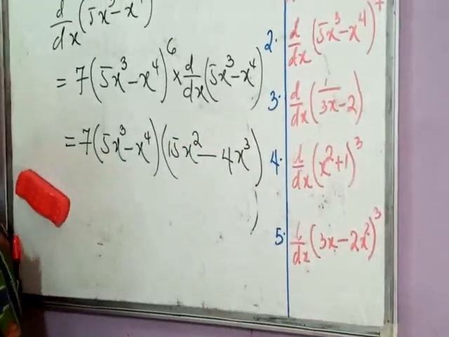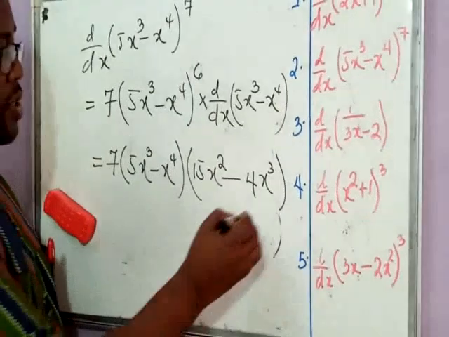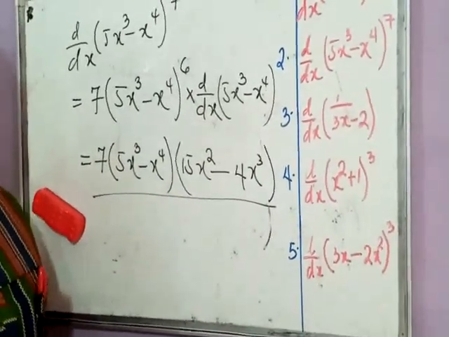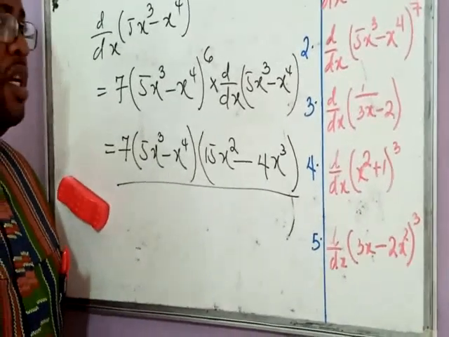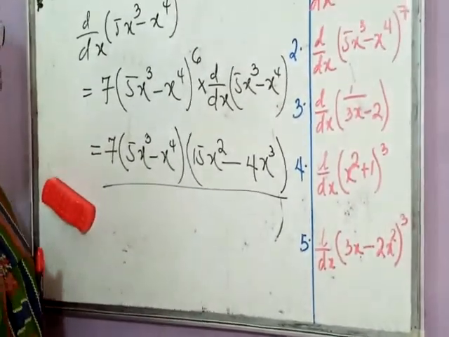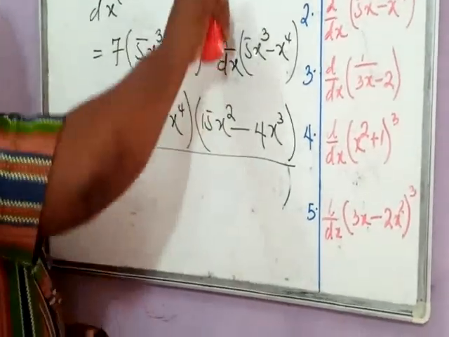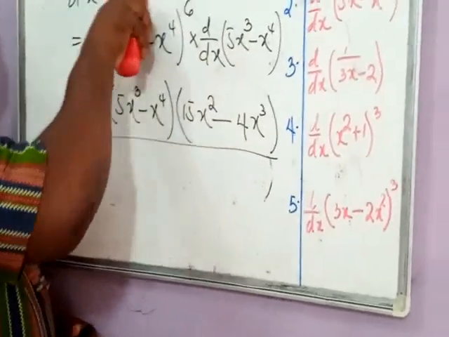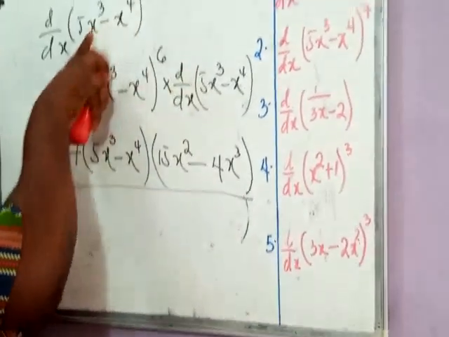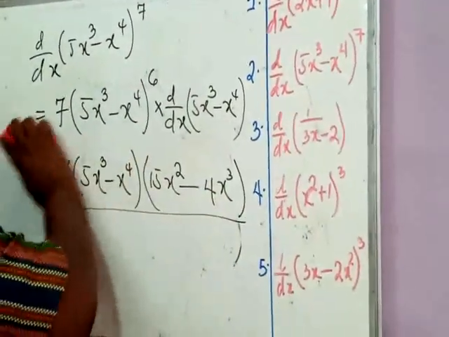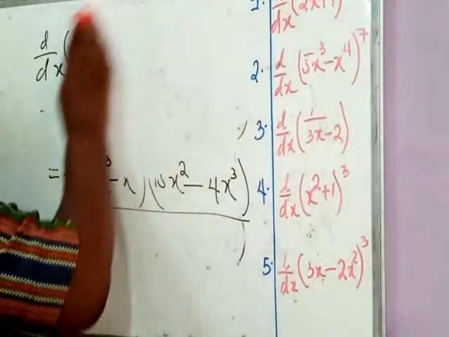Is that okay? So that becomes the solution to that problem. So you see how the outside-inside rule is working, the modified version of the chain rule. All you need to do: take your power, bring it down, repeat this, minus 1, and then you differentiate this. That's all. And then we come over to look at number 3.